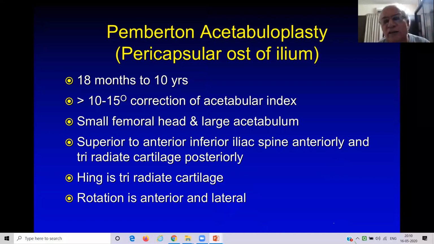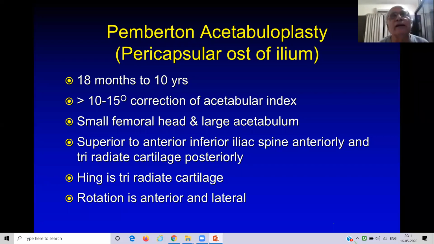Okay, so Salter, you got it? Yes, sir. It should be done from 18 months to 6 years, with 10 to 15 degrees of correction. It is a redirection osteotomy. It only covers the anterolateral part. It can be combined with open reduction and varus derotation osteotomy. It is done at the level of the anterior inferior iliac spine. It is a complete osteotomy. It has to be open, put a wedge, put 2 K-wires, look at the image intensifier. And important, the hinge is the pubic symphysis, which is far away. That's why it is less versatile. Clear? Yes, sir.